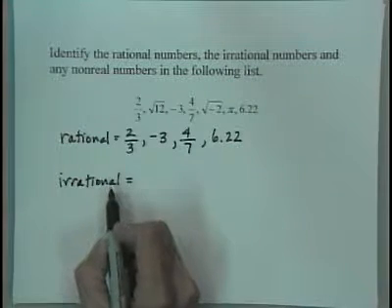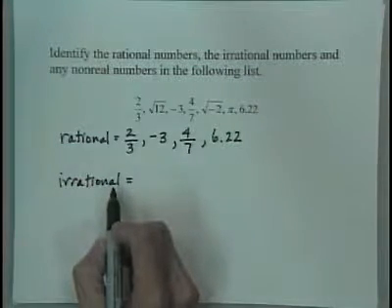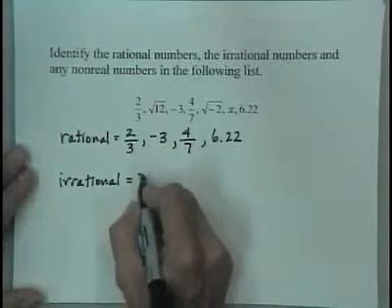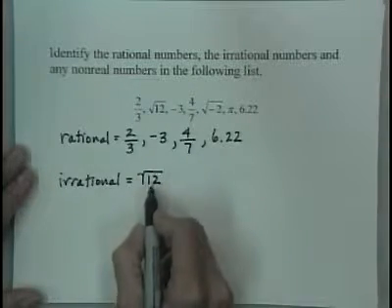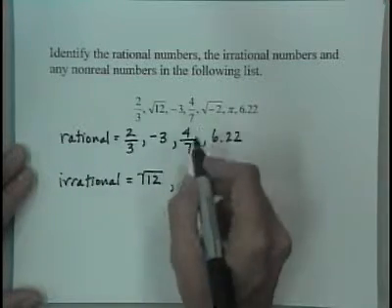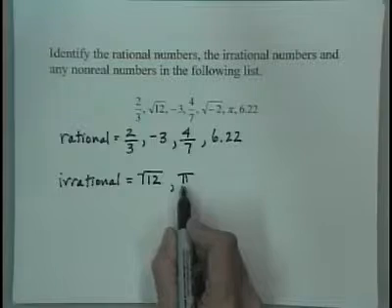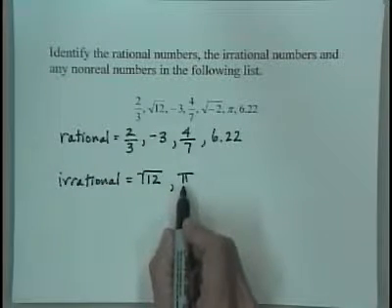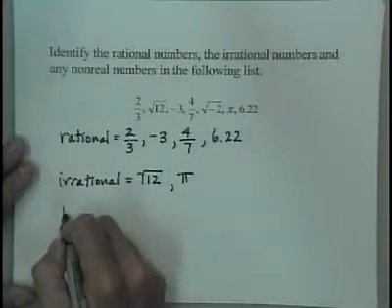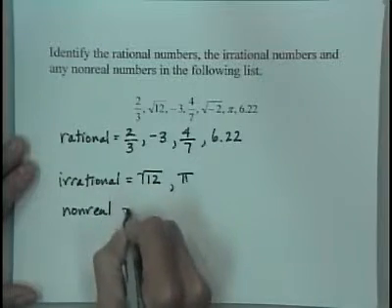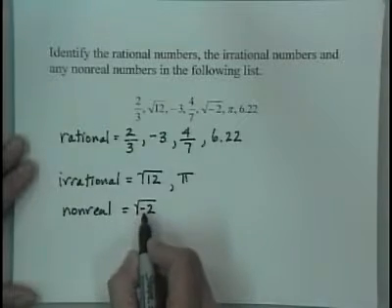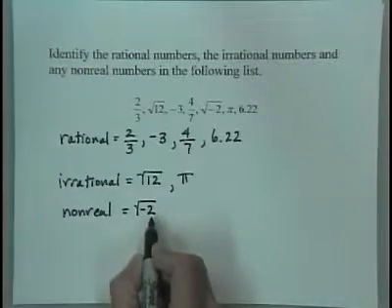Irrational numbers are those that are real, however cannot be written as a ratio of integers. There are two irrational numbers in our list. One of them is the square root of 12. There is no set of integers that I can put into a fraction for the square root of 12. And the number pi, which is a non-terminating, non-repeating decimal. And so the last number in our list is the one that is non-real, and that's the square root of negative 2. Anytime we try to find a square root of a negative number, the end result is not real.